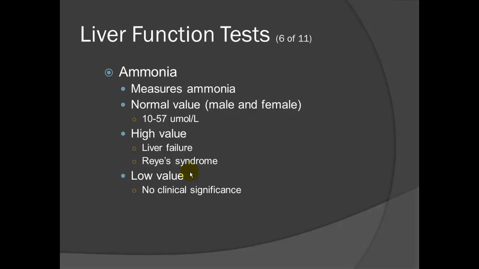An ammonia level measures ammonia. An ammonia level is a good diagnostic tool to diagnose if someone is having some sort of existing hepatic coma, or they're in a hepatic coma. Waste products of protein metabolism actually create ammonia. The normal value is 10 to 57. High value would say liver failure or Reye's syndrome. Reye's syndrome is an interaction between a virus like chickenpox or a cold virus with the use of aspirin. They don't really understand why it's caused, but it's a very rare disease that will put you into multi-system organ failure. Low value has no clinical significance.